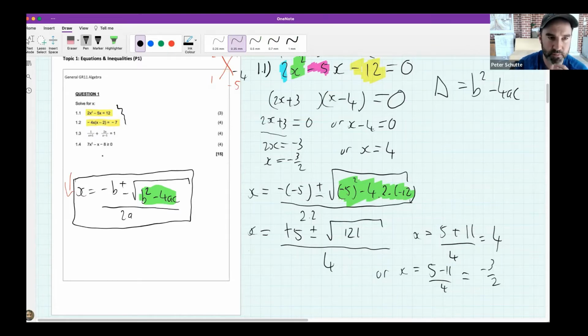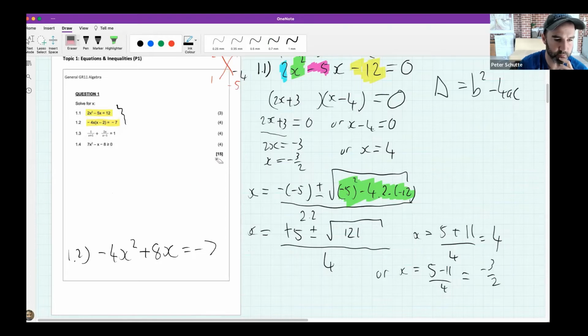Okay, now the second one, I'm going to go a little bit quicker. I'm going to use the same tip that was given to me by a student earlier on and say I need to get this into standard form. And so I'm going to take the question and multiply out my minus 4x, and I get minus 4x squared. Then I'm going to get plus 8x equals minus 7. Okay, so now I've got that step.